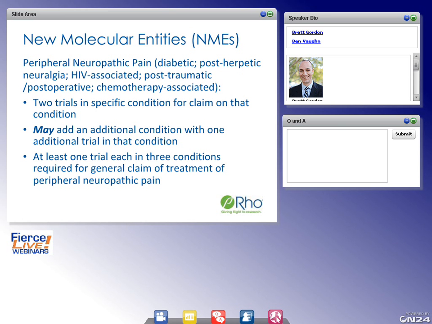So for example, if they had done an HIV-associated trial, which I actually believe they did at some point in time, but may not have actually been able to meet their primary endpoint on that, that would have given them the more generalizable label.